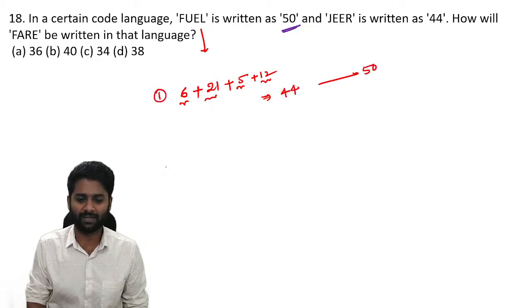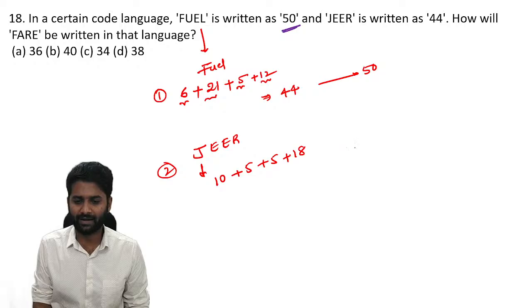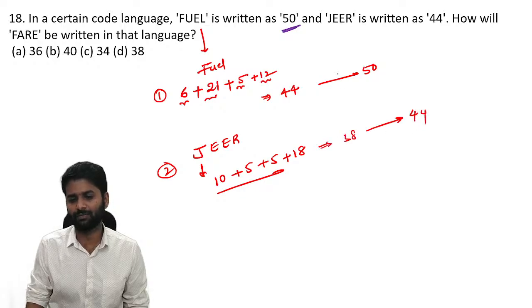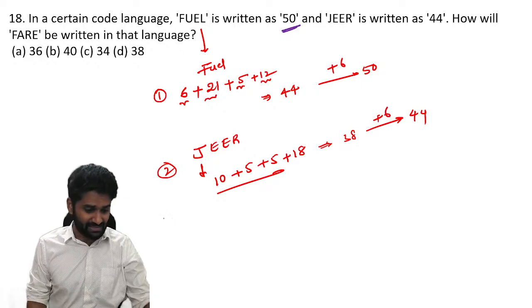Okay. Let's check with the second one. ZERO: Z is 26, E is 5, R is 18, O is 15. Go through the sum. We need 64. Instead of that, 44 is given. Means simply they are adding plus 6. Here the code language is sum of alphabetical position plus 6.